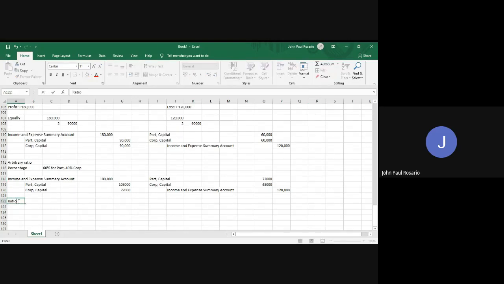So the ratio is 2:5. Okay, so 2:5, same again, we're still just doing the entry, the pro forma entry. Now if it's 2:5, guys, your total is 2 plus 5, which equals 7. So the sharing of Par is 2 over 7.